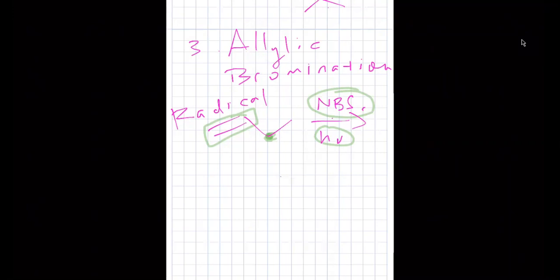All right. So one of my products is going to look like this, where bromine is right there on that site. My other product is going to look like this, where bromine is here. Those are the two products. Right, there's a reason for that. We're going to talk about that when we get to the mechanism. All right, so that's allylic bromination in a nutshell.